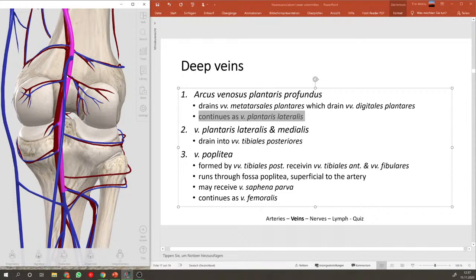Additionally, vena poplitea may receive this vein here. It is one of the superficial veins. This is one of the slides I was talking about, the connection in between them. So this is the lesser saphenous vein, vena saphena parva. But vena saphena parva we will discuss in a second. And vena poplitea will then traverse the Hunter's canal, just like the artery, and then will continue as vena femoralis.